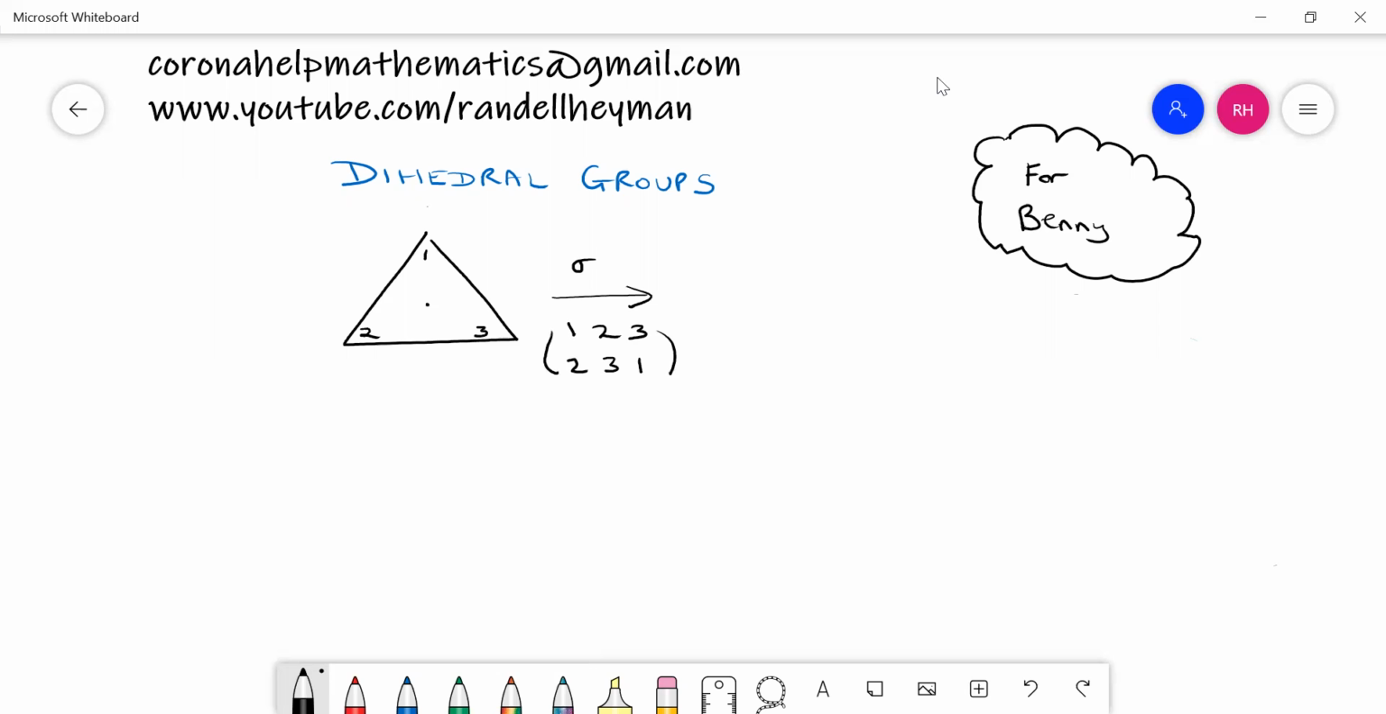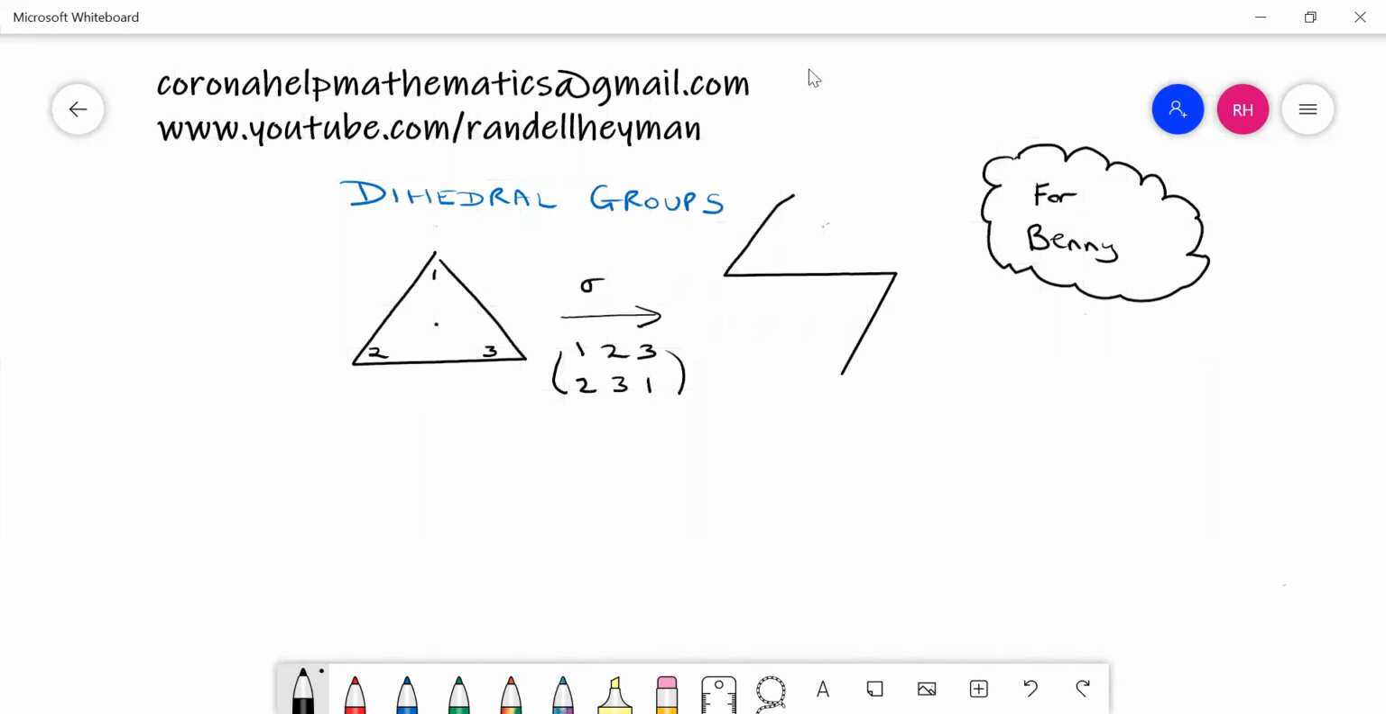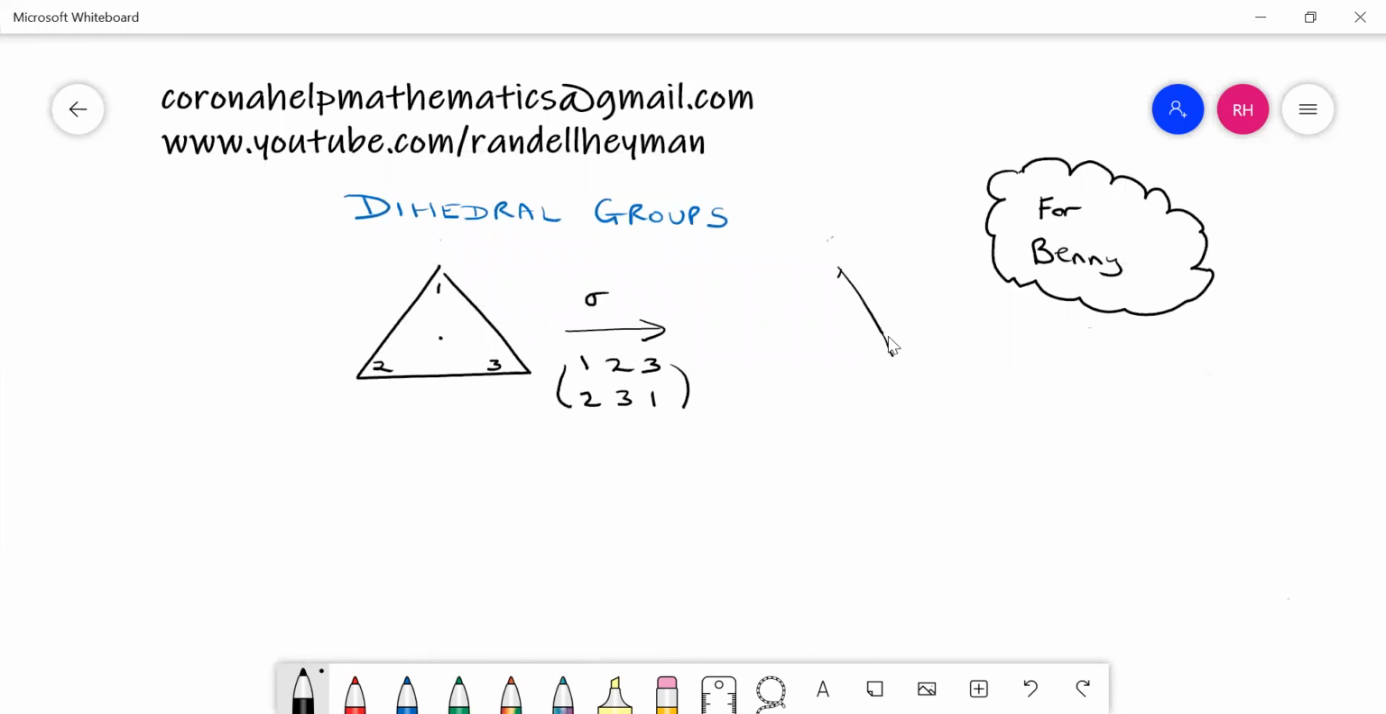And what will it look like once I've done the rotation? I think I'll draw the triangles myself rather than using my little gadget. Let's draw it a bit bigger. I'm going to have to draw a lot of triangles. So what happens is this one becomes 2, this becomes 3, and this becomes 1.